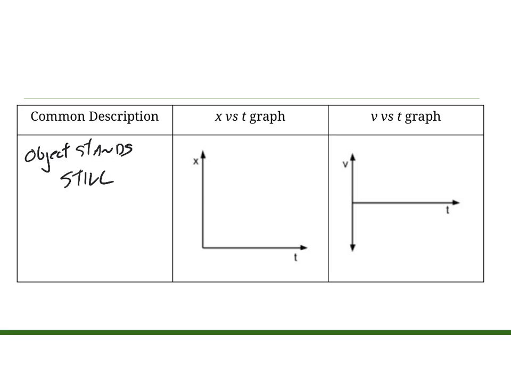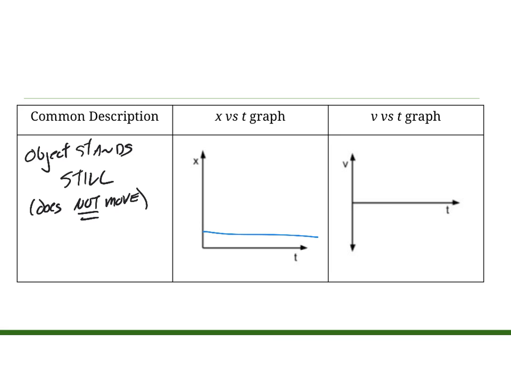So if the object is standing still, that means that it does not move. And we identified yesterday that if something does not move, it has zero velocity, so its slope would look something like that. And it doesn't matter. That line could have been up here. It could have been right in the middle. It doesn't matter. It just has zero velocity because I don't have any other information for it.